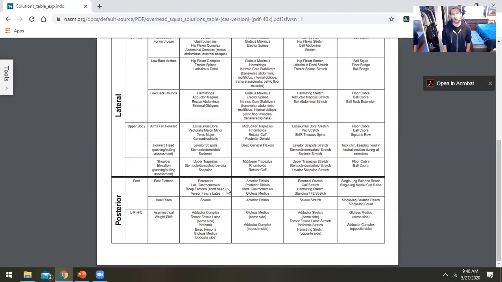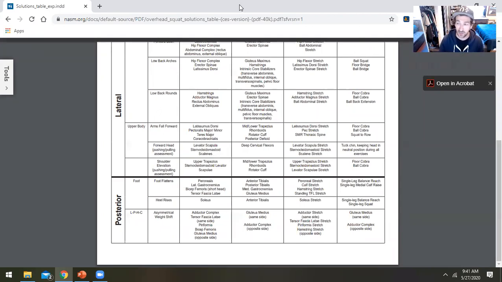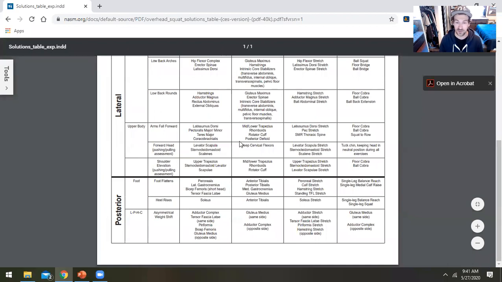Arms falling forward is another really common postural distortion that you're going to see. Basically, a client just doesn't have the strength to keep those arms up overhead, and tight muscles are causing them to fall downward as they move through that squat. That is very associated with upper body dysfunction, very similar to what's causing a lot of forward head postures. You're going to see which muscles are overactive and underactive here.